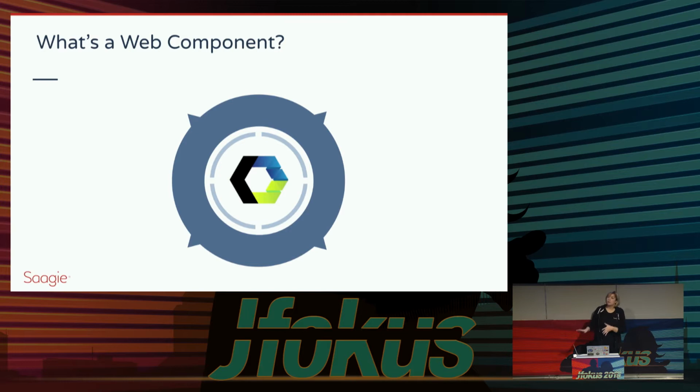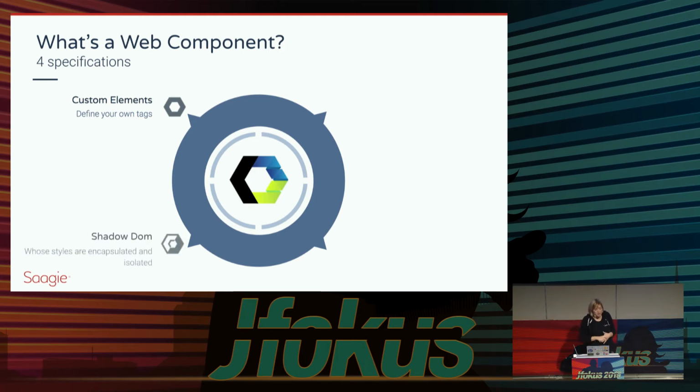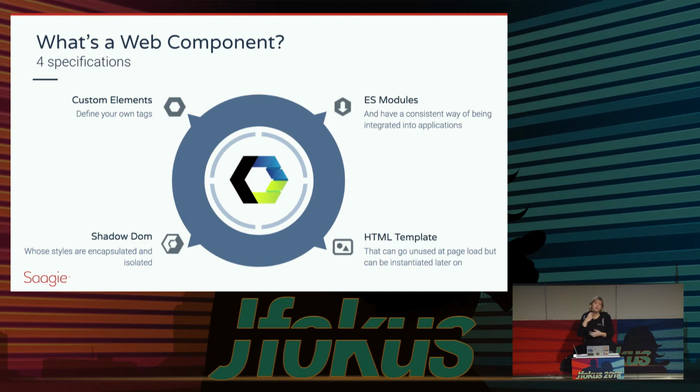Quickly, if you're not familiar with web components, they rely on 4 specifications, which can be used on their own, but combined together allow the developer to first define your very own custom elements by defining your own tag, whose style will be encapsulated, completely isolated from the rest of the application thanks to the shadow DOM, which is something very important when you're as good in CSS as I am. With markups that can go unused at first load, but be loaded later, and which have a consistent way of being declared thanks to ES modules.